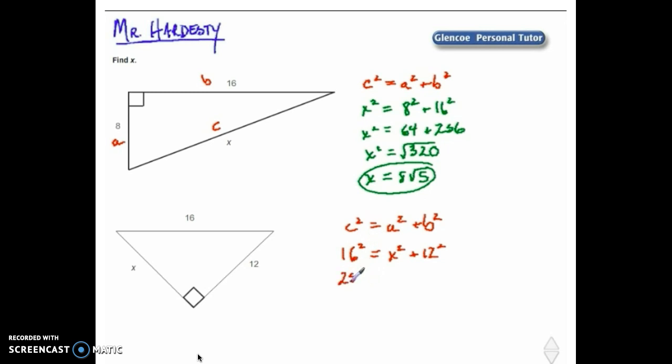We'll simplify. 256 equals x squared plus 144. We'll subtract 144 from both sides to isolate x squared, and then we'll take the square root to make x squared x, and the square root of 112 in simplest radical form is 4 radical 7.